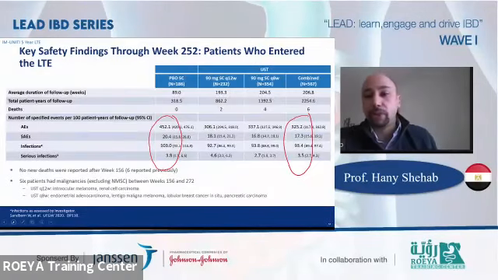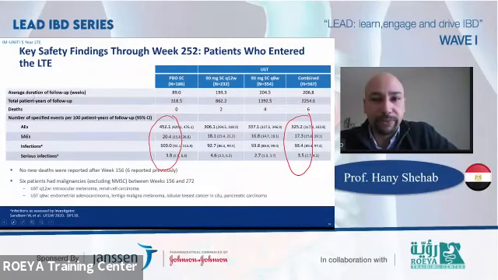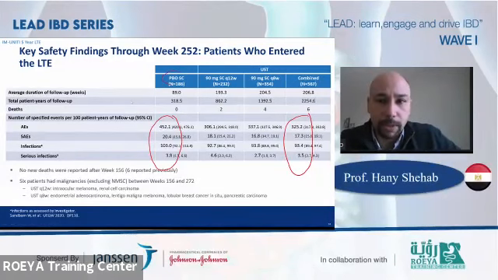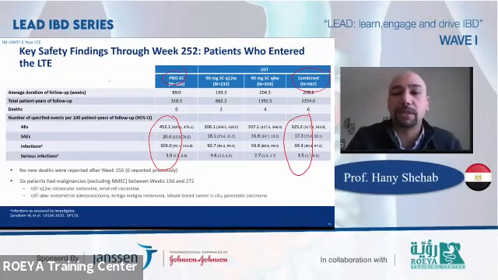Now, safety, of course, this is the last, I think the most important thing. Now, ustekinumab has proved from this very long-term study that there has been no difference between placebo and all groups using ustekinumab, whether in the adverse events, serious adverse events, infections, or serious infections.